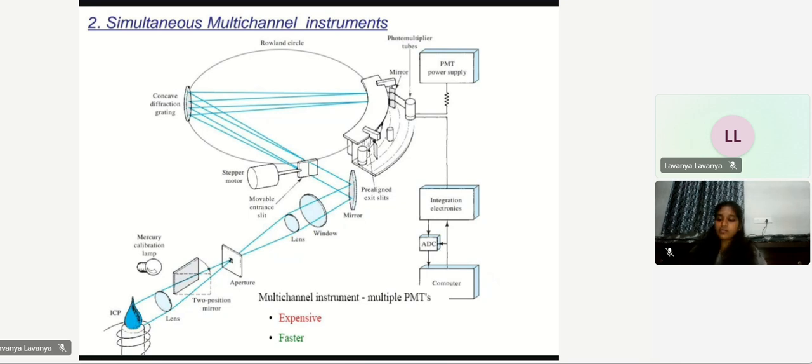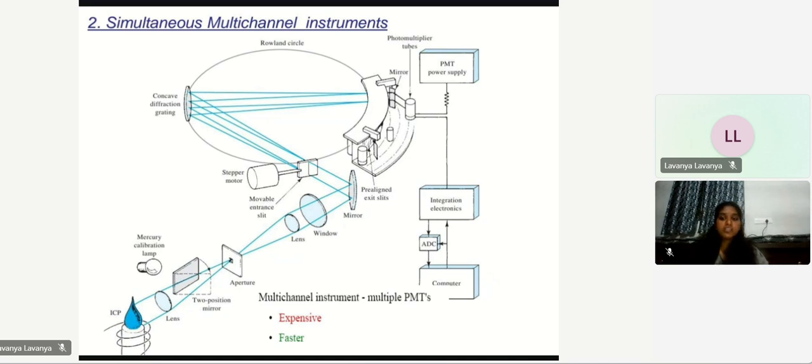So here we come to the end of atomic emission spectroscopy. The advantages of atomic emission spectroscopy are that it can detect very low concentrations of elements, making it suitable for analyzing trace elements in various samples. It can also analyze a wide range of elements with a single excitation source, unlike absorption spectroscopy, which requires specific sources for each element.